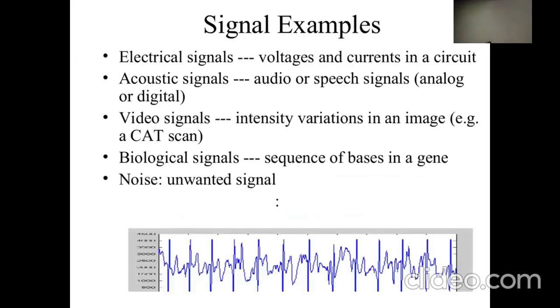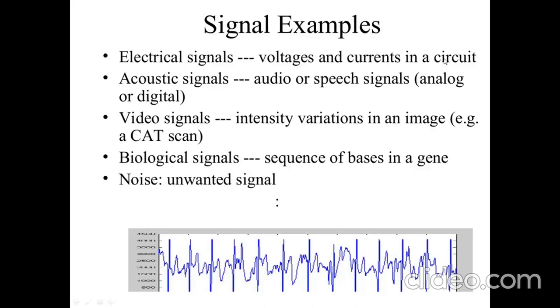Now, these examples are related to electrical signals. In terms of electrical and electronic circuitry, you may find voltage and current flowing through a circuit. So here these signals are considered as electric signals.